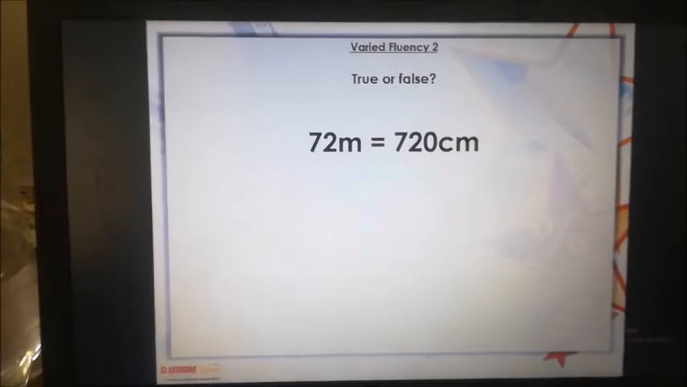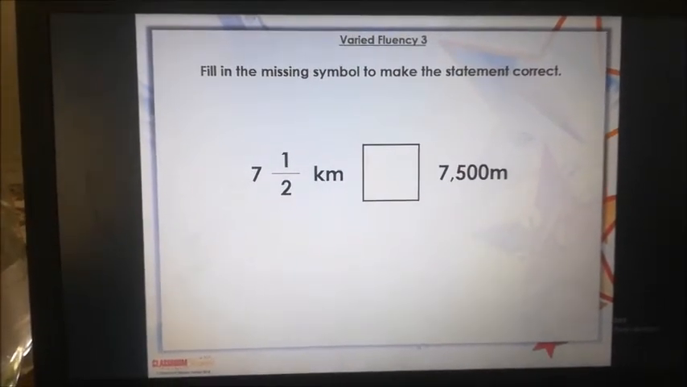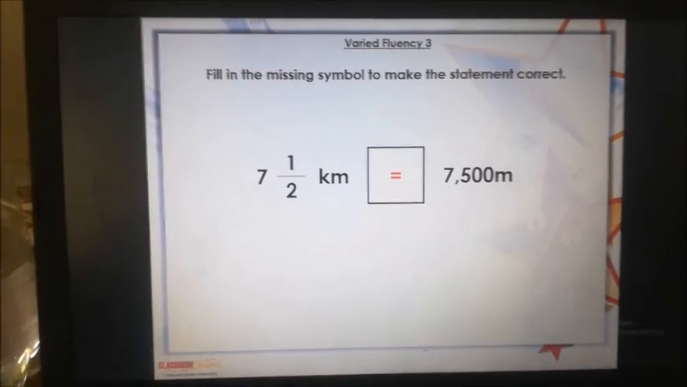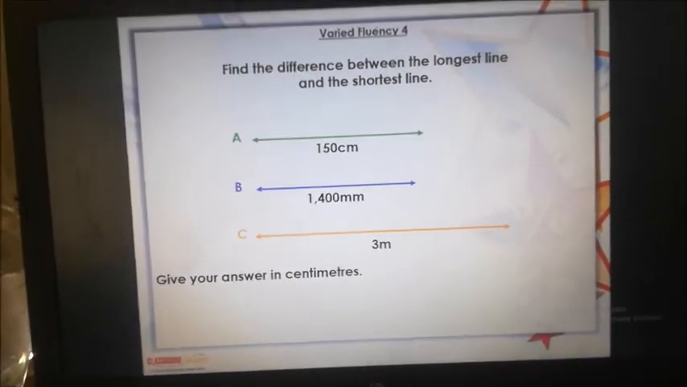True or false, meters to centimeters. You should all be able to do this. Then we've got kilometers to meters. Again, if you write down your conversion reminders, you'll be able to whiz through this.